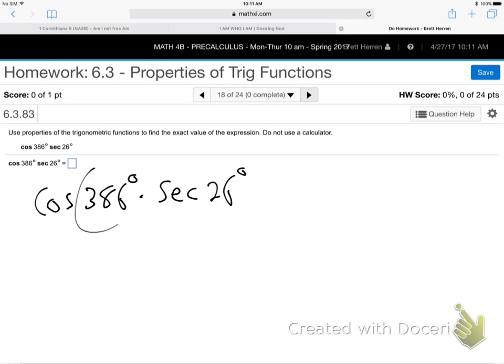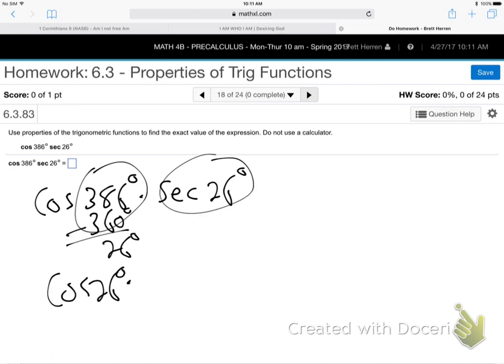First off, what do you do with this 386? That's a big angle. That's more than a whole circle. So what do you do whenever they've gone more than 360? You just subtract the full circle. They're at 26. So it's cosine 26 times c. And what's secant? It's the reciprocal of cosine, so it's 1 over. So it's being one step trickier than the last one.